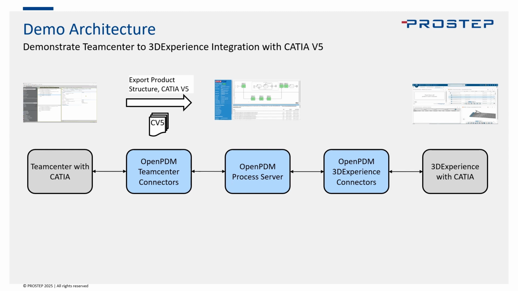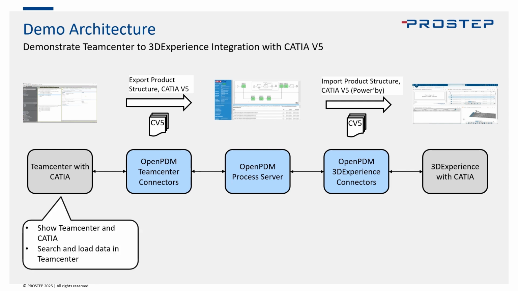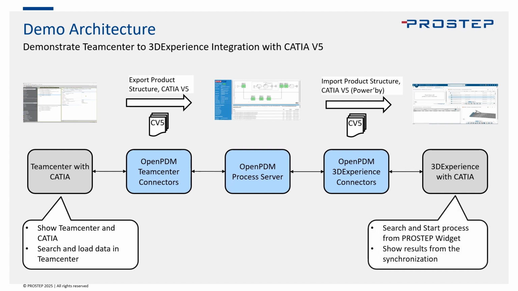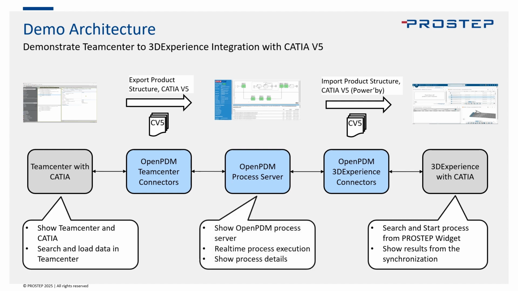We're going to export the product structure and then also the CATIA V5 through our TCIC controller, and then import the product structure and CATIA V5 in a powered by fashion into 3D experience. And this is going to be shown in Teamcenter and CATIA. We'll search and load that data. We're going to then also search and start the process from within 3D experience, and then show the result of the synchronization and the OpenPDM processes that are supporting that throughout the process.